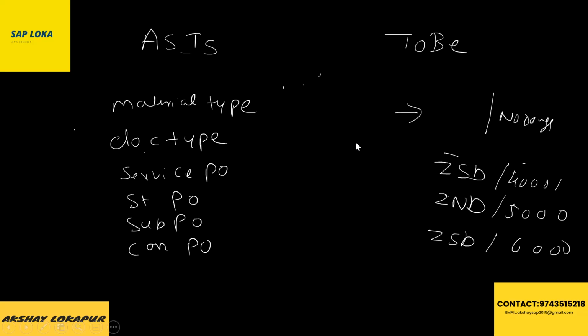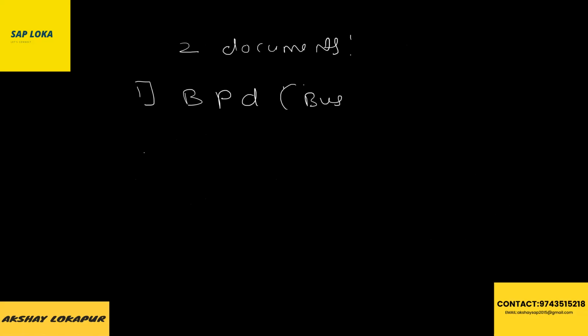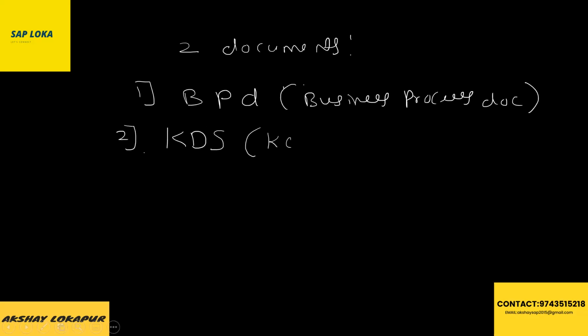Next. So now in the business blueprint phase, what do we need to prepare? Two documents we need to prepare here. In this phase, the first one is your business process document. Your second one is the KDS document. These 2 documents, the BPD document, I will show you everything. Theory I'm explaining now. KDS means key document structure. This is the KDS document.